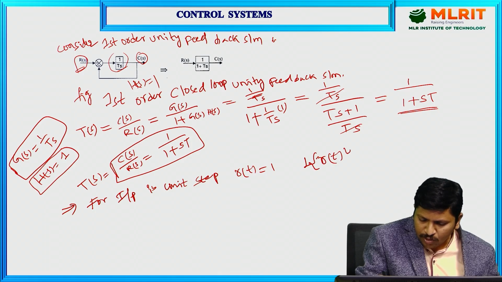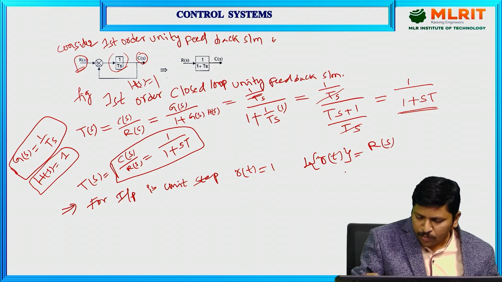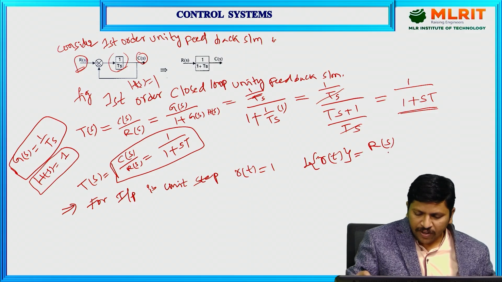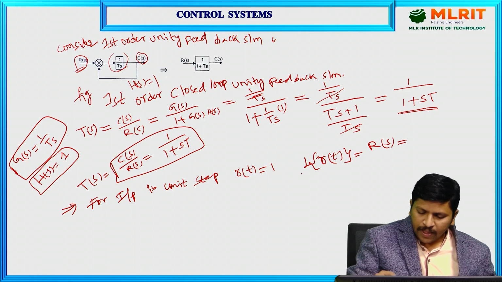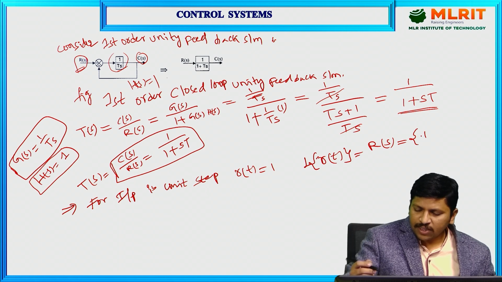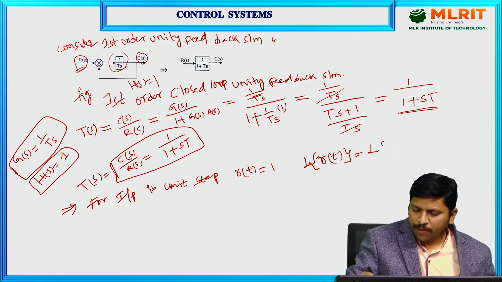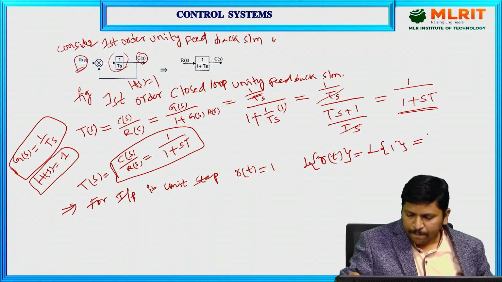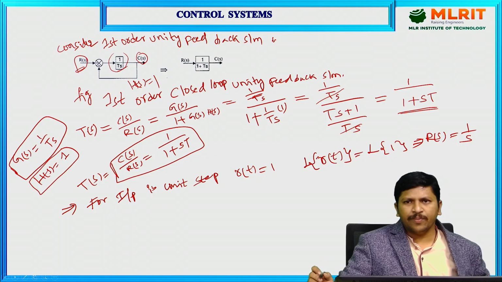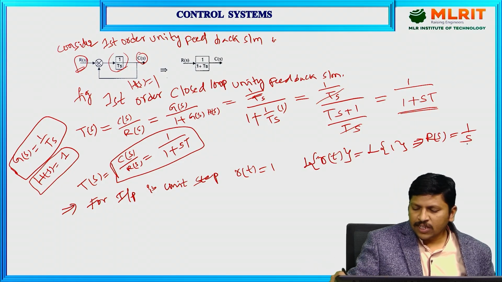It is nothing but the time domain function converted into the s domain function. R of t becomes R of s, and the Laplace of 1 is nothing but 1 by s. So R of s equals 1 by s. Okay, now we know R of s equals 1 by s.